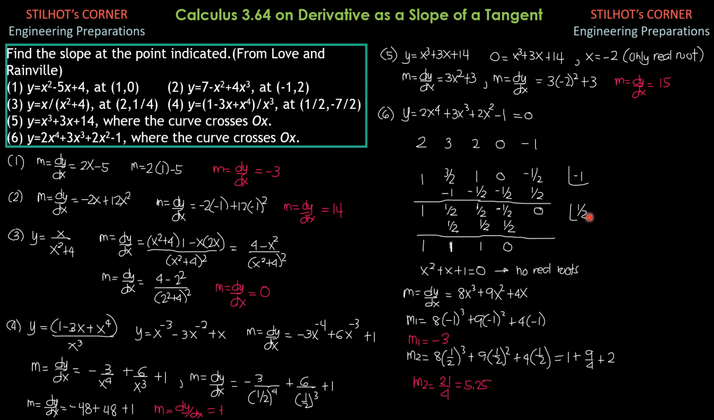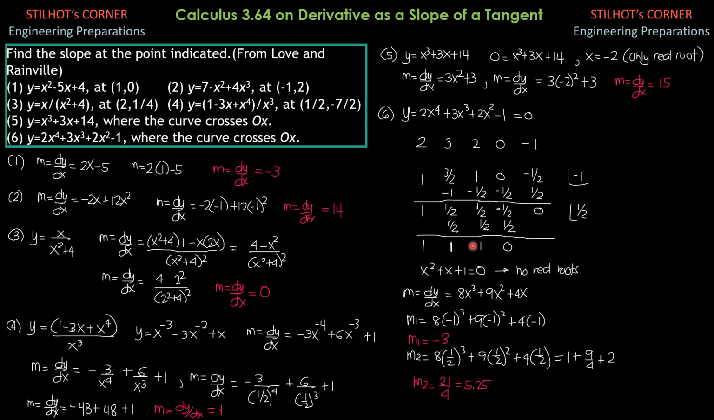Then I'll try 1 half. So bring down 1 again. So 1 times 1 half is 1 half. Then 1 half plus 1 is 1. 1 times 1 half is 1 half. Then 1 half plus 1 half is 1. Then 1 times 1 half is positive 1 half. That's why negative 1 half plus 1 half is 0. So since this is again 0, 1 half is also a root.